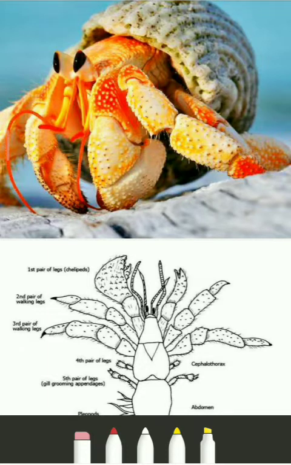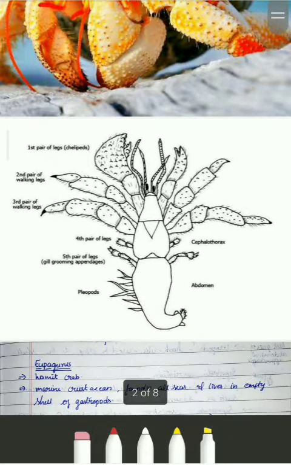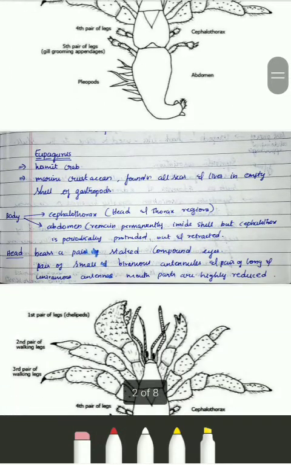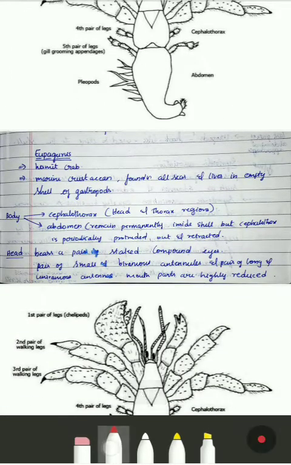So this is an overview or the picture of a Eupagurus. This is how a Eupagurus looks. The first picture is of the Eupagurus in association with the sea anemone Adamsia, and this is the free Eupagurus. Now let's look into the Eupagurus. It is basically named as the hermit crab. It is a marine crustacean found in all seas and lives in empty shells of gastropods.